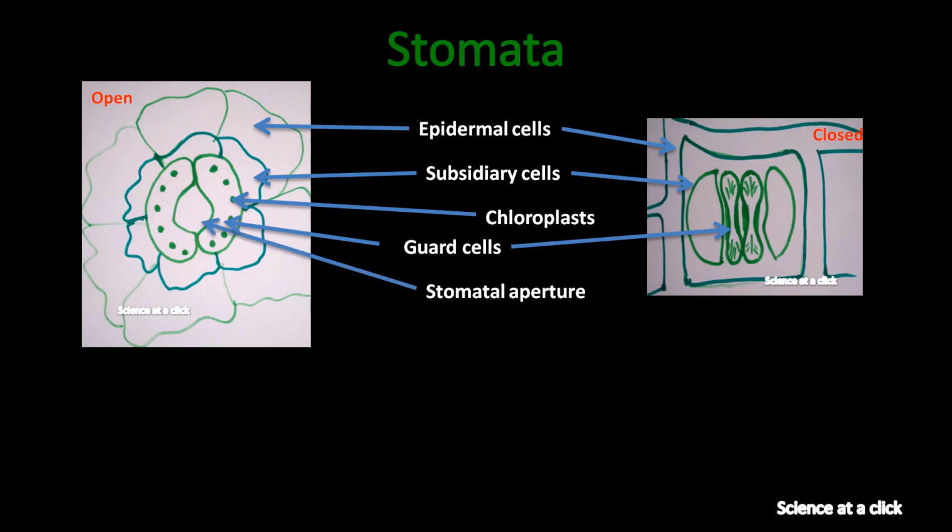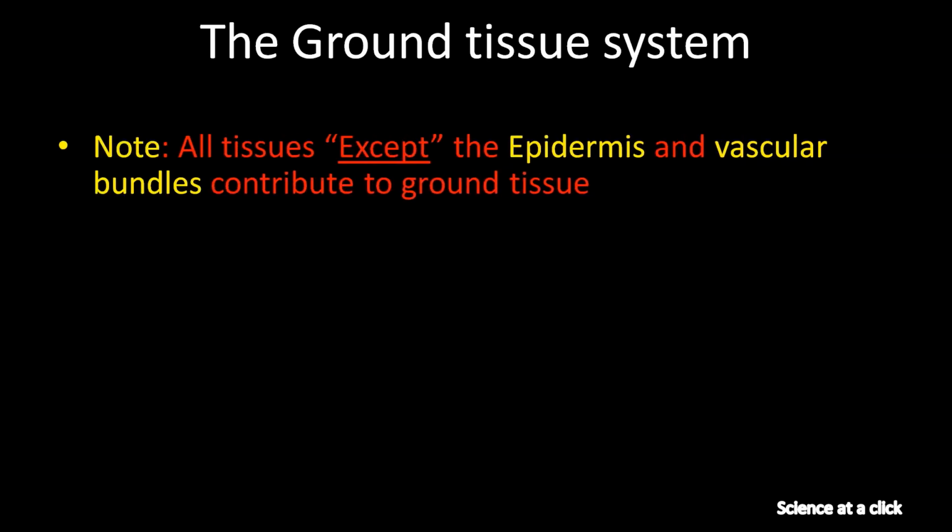Besides this, there is the stomatal aperture, from where the exchange of gases takes place. So the stomatal aperture, guard cells and subsidiary cells make up the stomatal apparatus. The ground tissue system. These include all the cells except the epidermis and the vascular bundle.